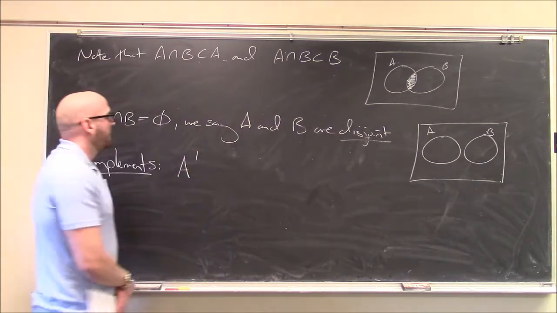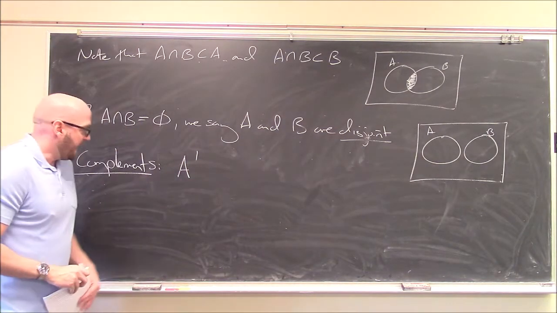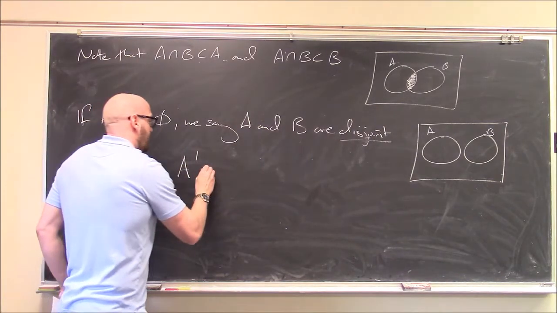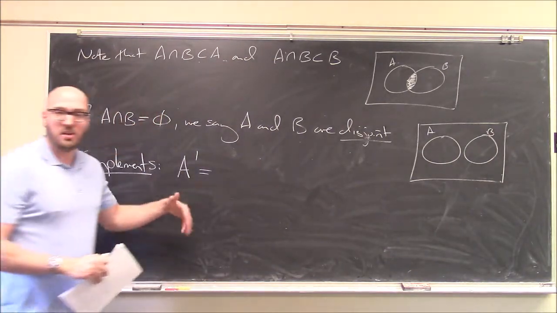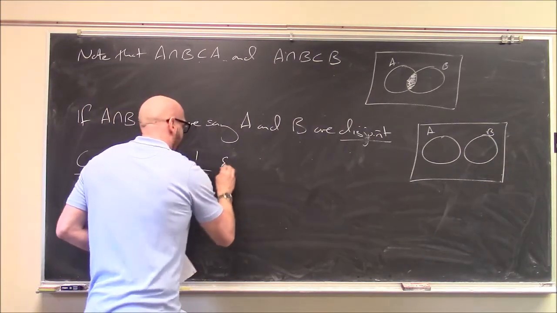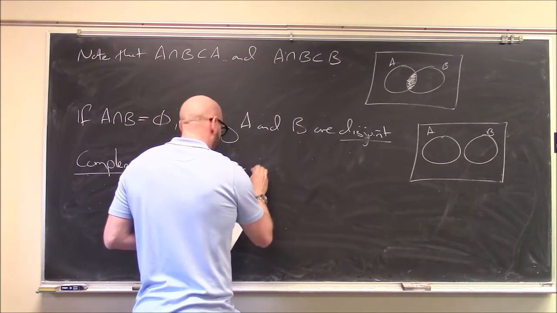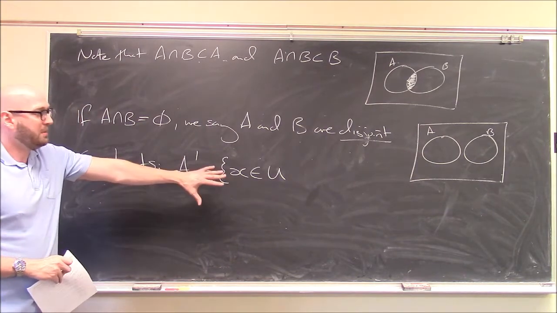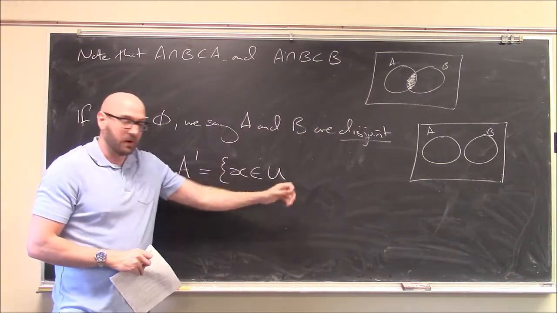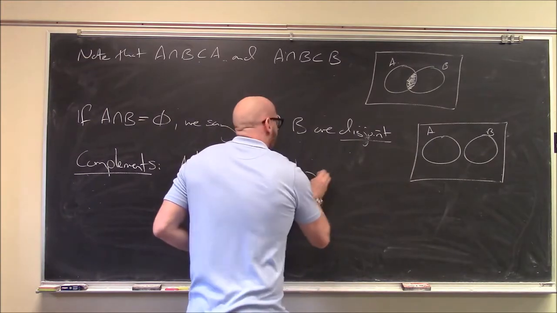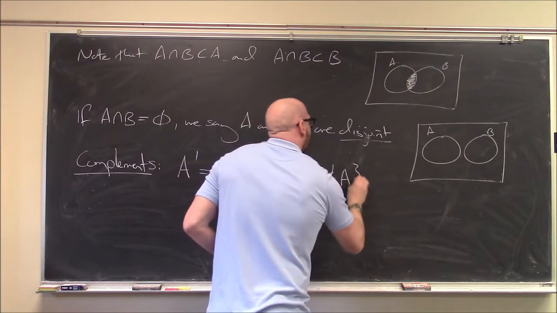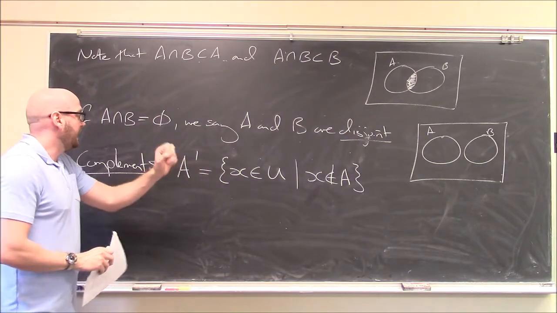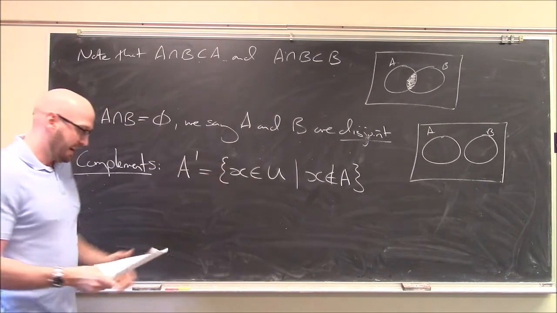So we usually denote this with A with a little dash after it. A complement, sometimes read as not A, is all elements X, and I'm going to be very precise here, all elements X that are in the universe such that X is not an element of A. Hence why A complement would sometimes be read as not A, because it's everything that's not in the set A.